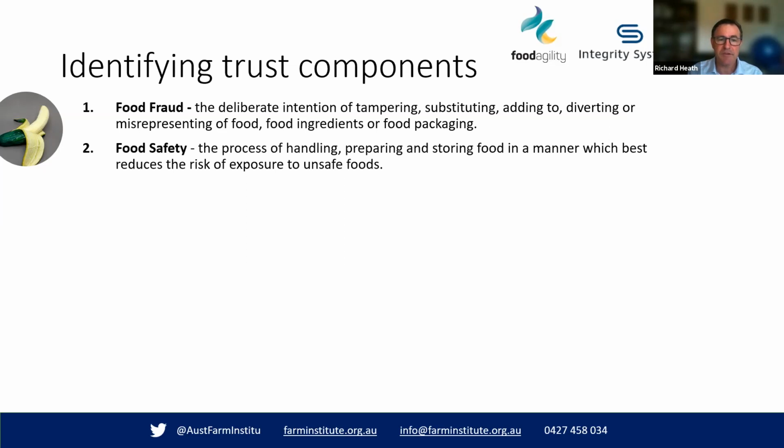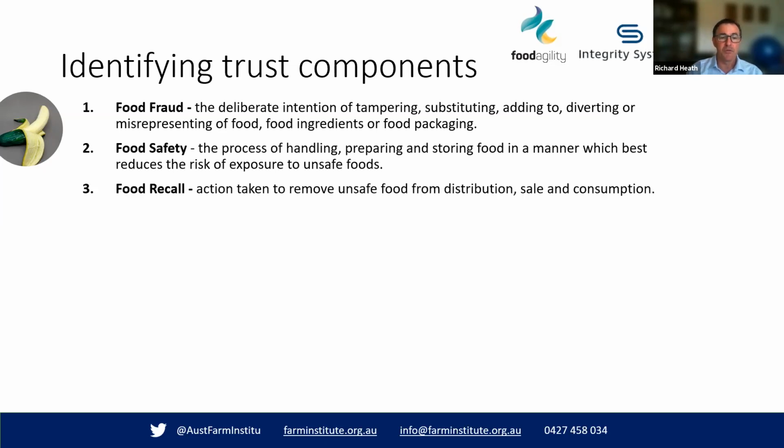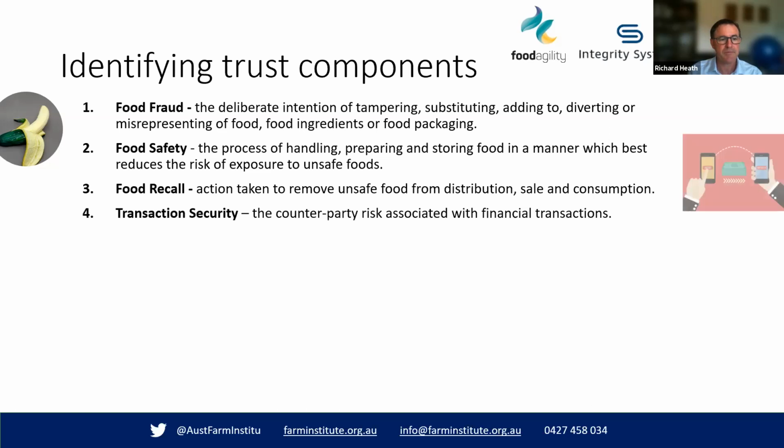And then food safety, which is the process of handling, preparing, storing food in a manner which best reduces the risk of exposure to unsafe foods. Food recall, which is what you have to do once you have a food safety issue or some other issue, and that's involving actions taken to remove unsafe food from distribution, sale, and consumption. Transaction security, this happens right throughout value chains, particularly prevalent in some versus others, and that's the counterparty risk associated with the financial transactions that go on when things are transferred along value chains.